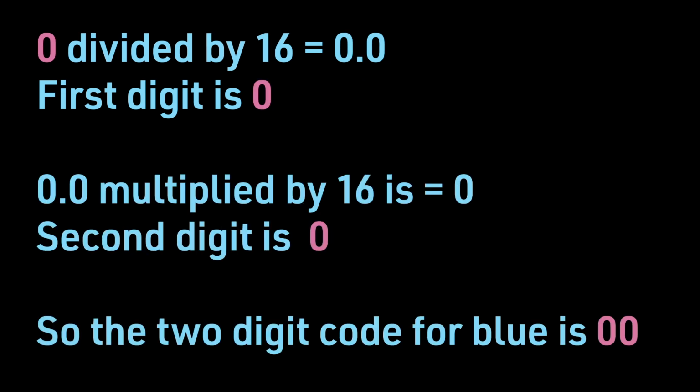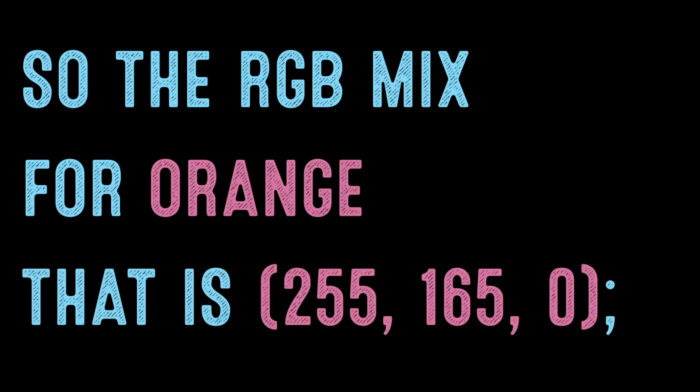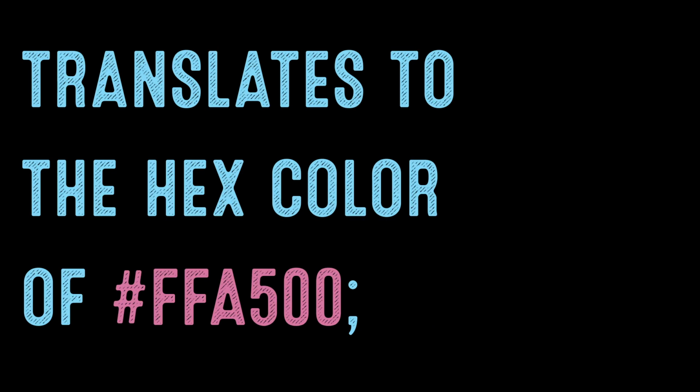The blue color, represented by 0, would mean if we take 0 and divide it by 16, we get 0.0. The first digit is 0. And then 0 multiplied by 16 is also 0. So the second digit is 0. So the RGB mix for orange, that is 255, 165, 0, translates to the hex color of #FFA500.